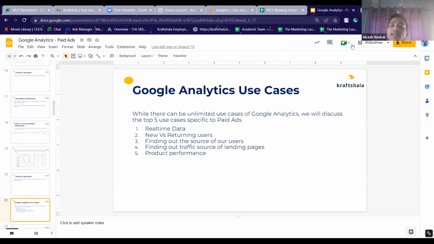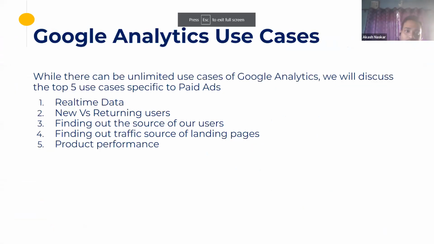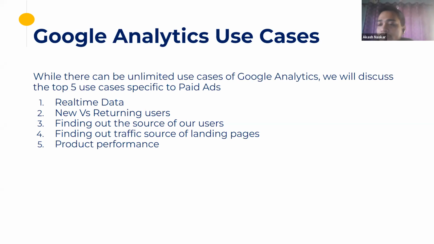Okay, cool. I think now you are all curious enough to actually know about the use cases. So quickly, let's start with the use cases. There are 5 use cases that we will see which are very closely related to paid ads. Google Analytics can be used for paid ads, organic, influencer marketing, and referral traffic. There are many use cases, but we are going to study only the ones related to our field, that is paid ads. So what are these use cases?